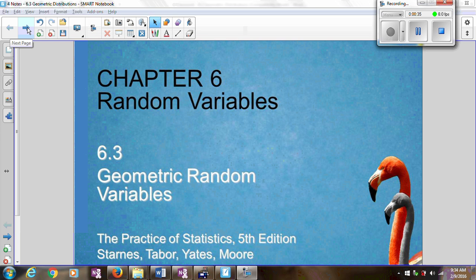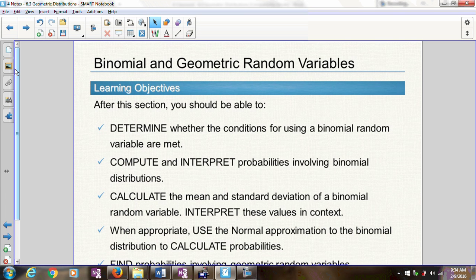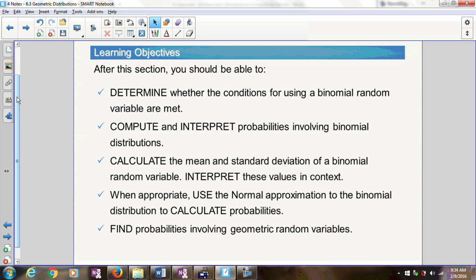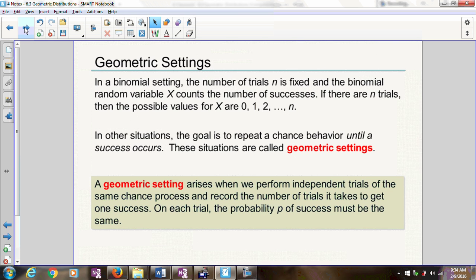And today we're going to talk about another type of random variable that's called geometric. The geometric random variable is actually very similar to the binomial. So we'll talk about the conditions, we'll find some probabilities, and then we'll even talk about expected value for the geometric. So let's talk about the geometric setting.